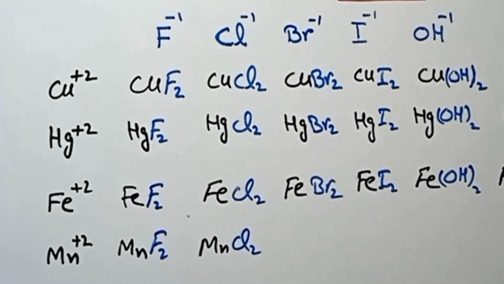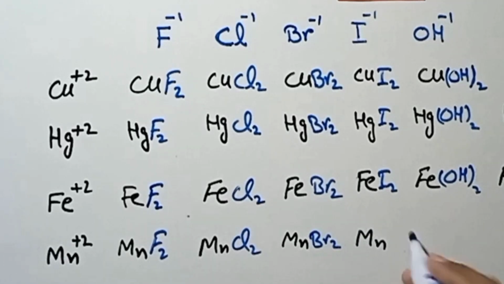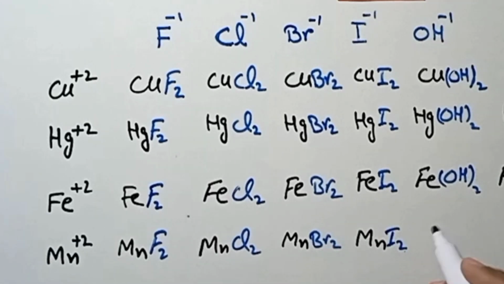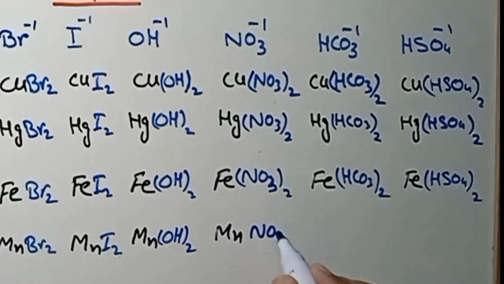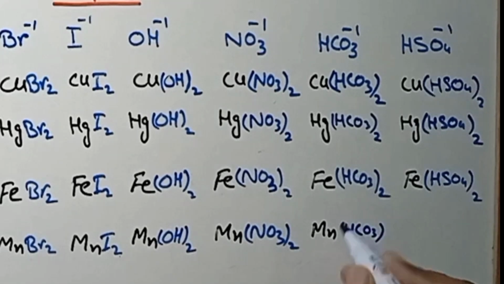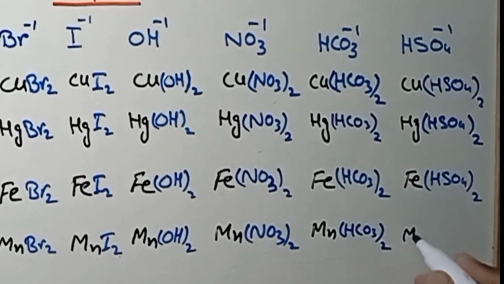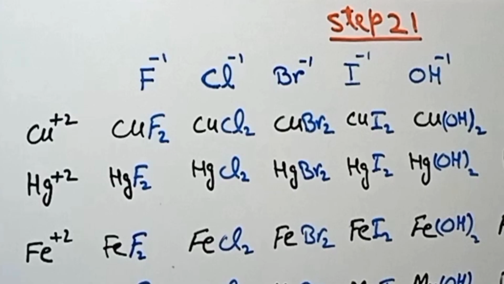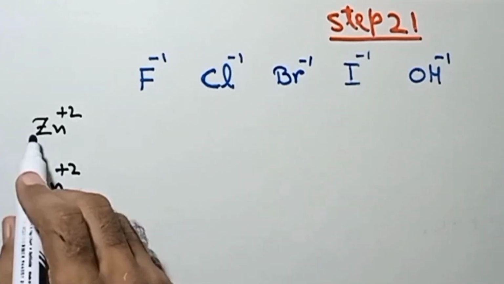MnCl2, manganese chloride, MnBr2, manganese bromide, MnI2, manganese iodide, Mn(OH)2, manganese hydroxide, Mn(NO3)2, manganese nitrate, Mn(HCO3)2, manganese bicarbonate, and the last one is Mn(HSO4)2, manganese bisulfate. Okay student, now it's time for zinc.